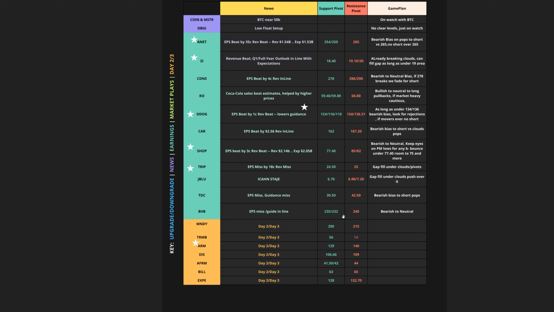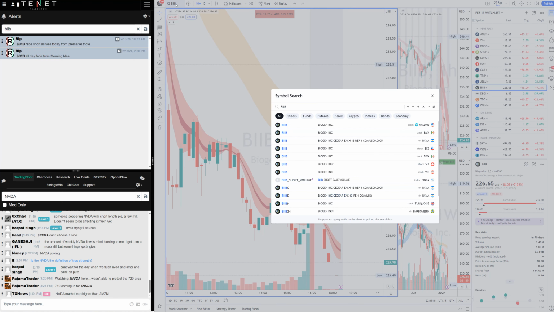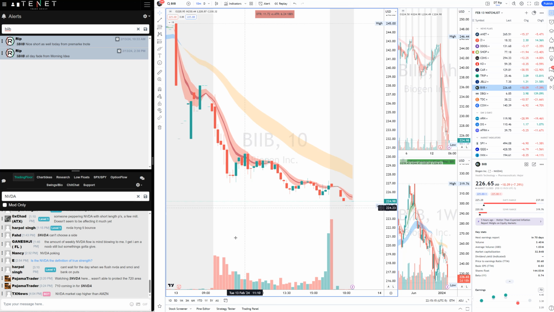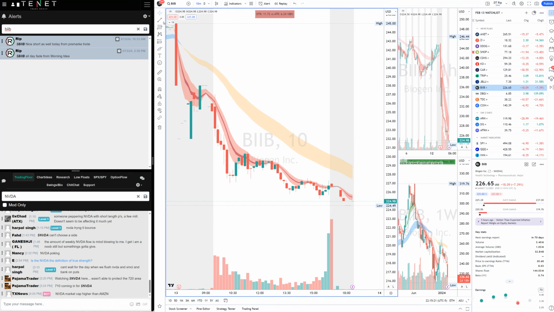The support was 235, 232, resistance was 240, and bearish to neutral. And when BIIB was breaking that support, let's look at this, right? Whatever the pivots I gave everyone, that 235, 232, and there goes 232, and there goes 235, right? So that's clearly a short.